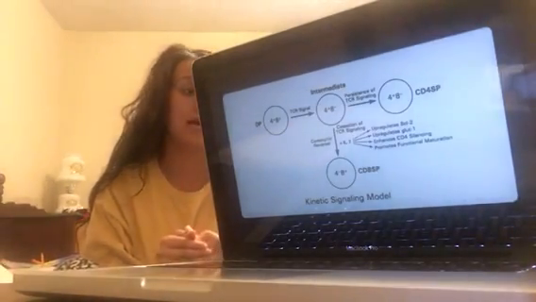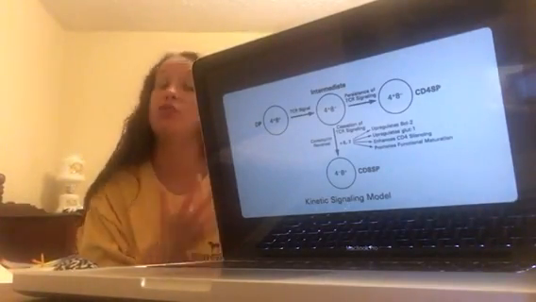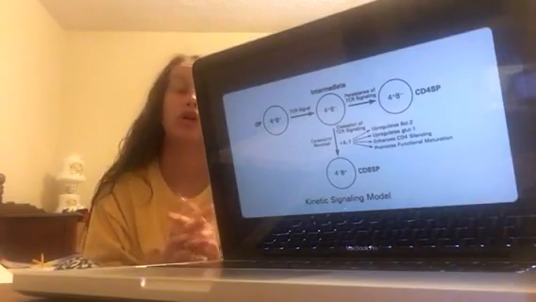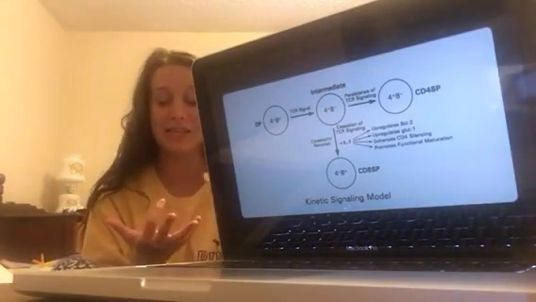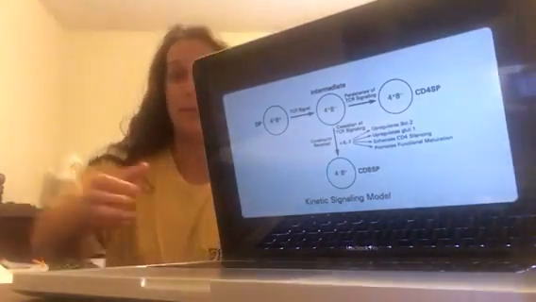So our three proposed models of lineage commitment were instructive, stochastic, and kinetic signaling.